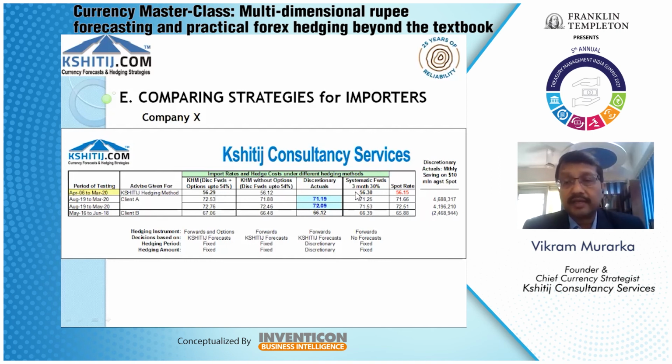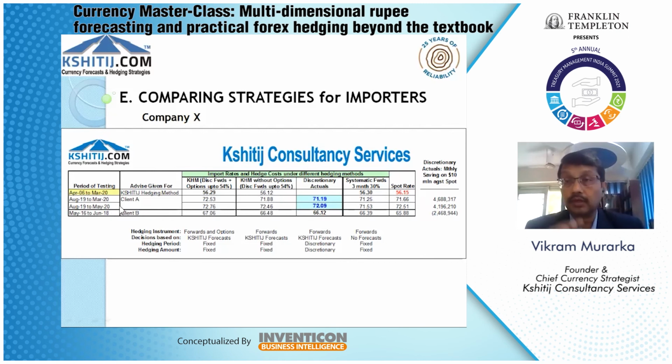This 56.29 can be compared with doing systematic forwards for a period of 3 months, buying forward up to 3 months for 30% of the exposure. That would have given us 56.30. The market spot during this period was 56.15. This we find here, and if we did the Kshitij hedging method without options, discretionary forwards up to 54% of the exposure, we actually paid less than the market, 56.12 compared to 56.15. So 3 paisa by doing discretionary forwards.